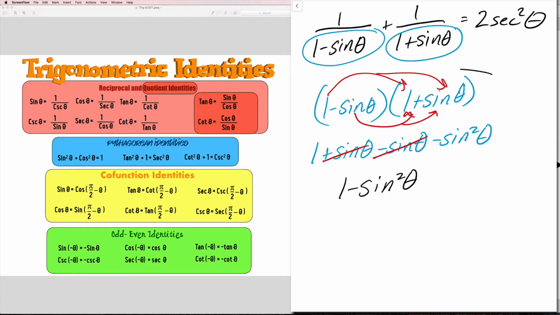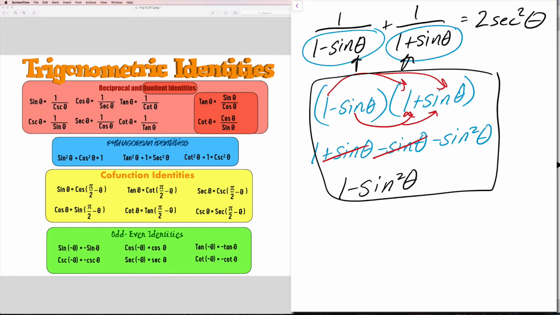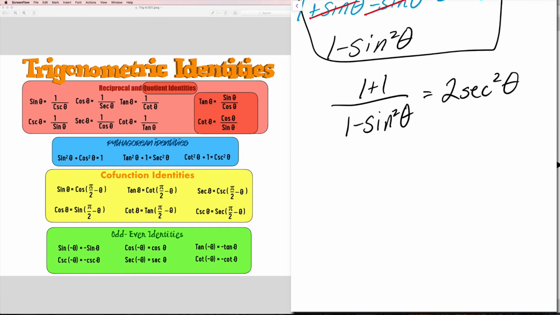Now keep in mind, all of this was scratch work to show me what I was going to get from my denominator. So my problem now with a common denominator is 1 plus 1 over 1 minus sine squared theta. So the question is now, where do I move from here? I look at what I'm supposed to end up with, secant squared theta. Secant is the reciprocal of cosine, or 1 over cosine. Looking at my denominator, I have 1 minus sine squared theta. That actually looks like a Pythagorean identity.